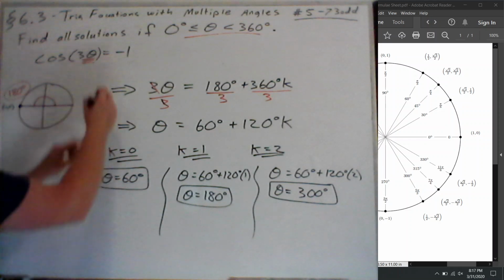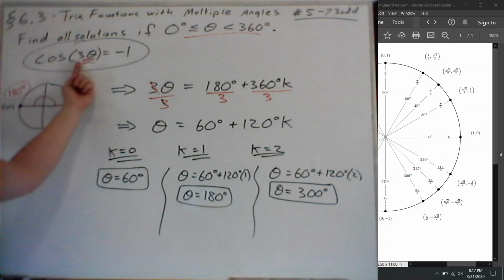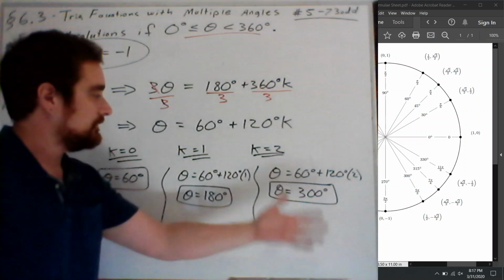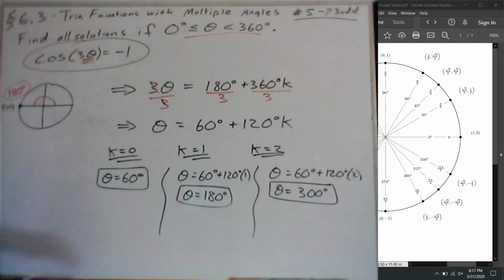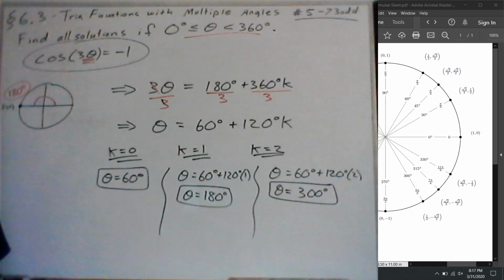Again, remember what these functions do, right? They oscillate. In this case, cosine of 3 theta is actually going to oscillate 3 times as fast as cosine of theta. So I'm picking up 3 times as many solutions as I normally would. Instead of just this one, I'm getting all these multiples, picking them up faster and faster and faster.